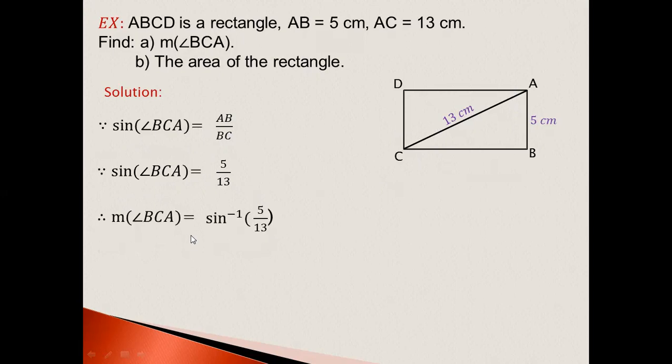Now we can find the angle BCA. If we press shift sine in the calculator and then write 5 over 13, it's going to give this value. And then we can convert this value by using the calculator into degrees, minutes and seconds. And it's going to be 22 degrees, 37 minutes, and 11.51 seconds.